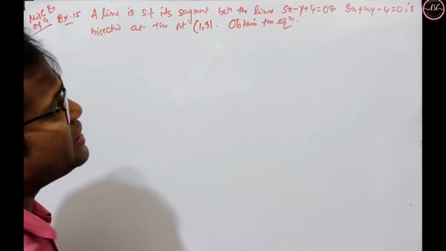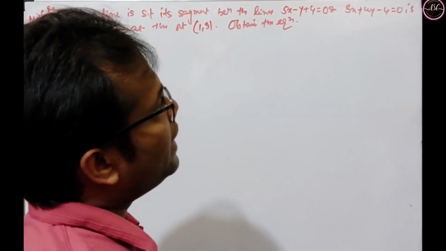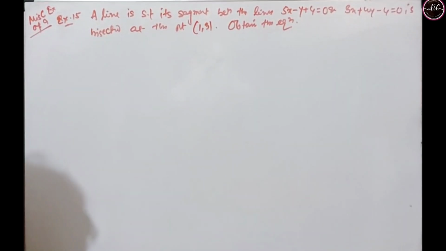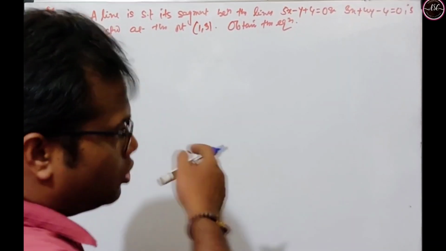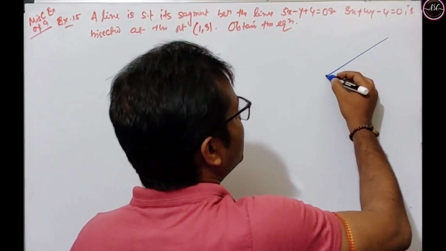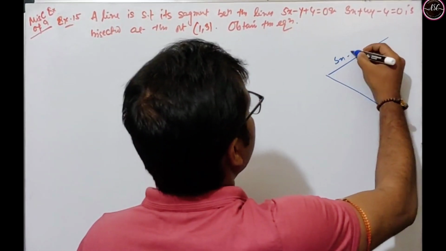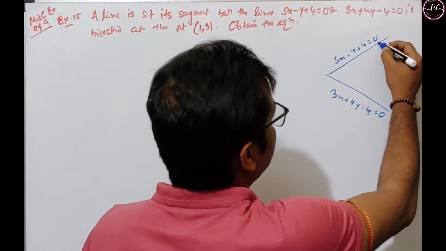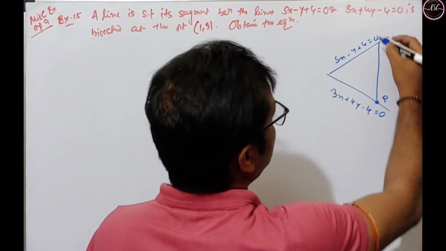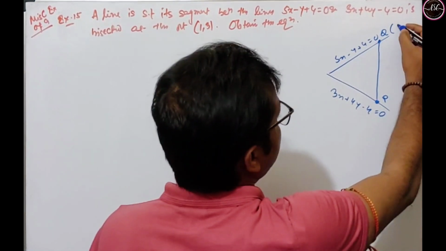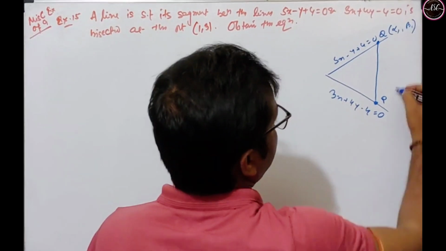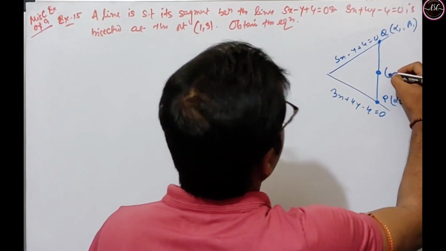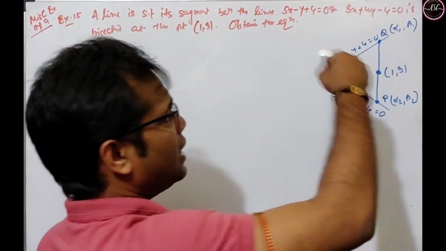Then look at this question. A line is such that each segment between the line 5x minus y plus 4 equal to 0 and 3x plus 4y minus 4 equal to 0 is bisected at 1, 3. So, just look, let these be the lines. This is 5x minus y plus 4 equal to 0 and this is 3x plus 4y minus 4 equal to 0, and the segment is, let this be P, this be Q. Let this coordinate be alpha 1, beta 1 and this coordinate be alpha 2, beta 2, and the bisect, that means this is the midpoint, this is 1, 3.